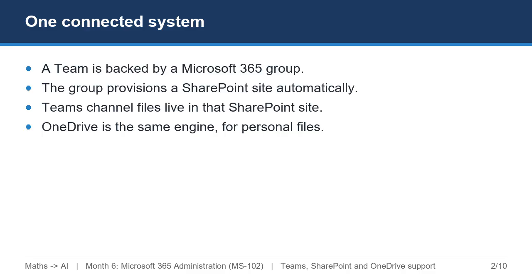Here's the single most important idea. When you create a team, Microsoft 365 quietly creates a Microsoft 365 group behind it. That group brings a SharePoint site, a group mailbox, a calendar, and a planner. Every file someone drops into a Teams channel is actually stored in a document library on that SharePoint site. Teams is just a friendly front door to SharePoint. And OneDrive for Business is the very same storage engine, just the personal version, one site per user.